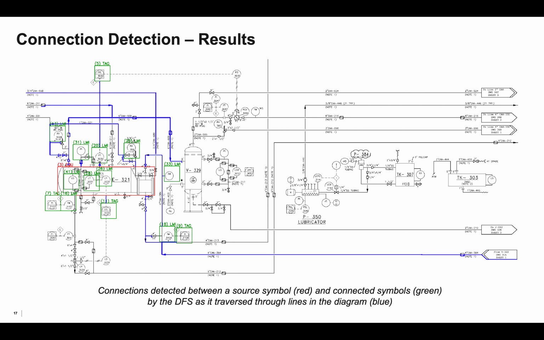Here are the results of connection detection on a diagram in the test set. Here we see connections detected between a source symbol, shown in red, and other symbols shown in green, by the depth-first search as it traverses through the lines in the diagram shown in blue. So here, for example, the DFS tried to go down this path, but apparently didn't find any symbols here, so it just terminated. But it did find all these green symbols in its path. So the red symbol is identified as connected to all of these green symbols.